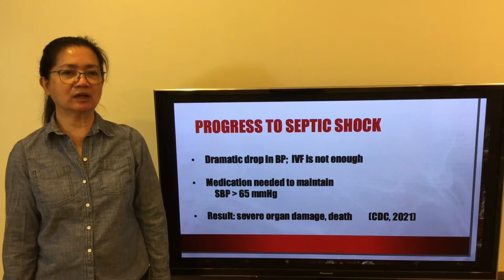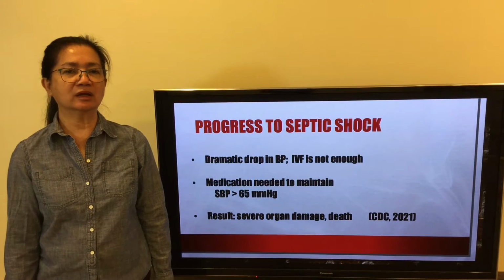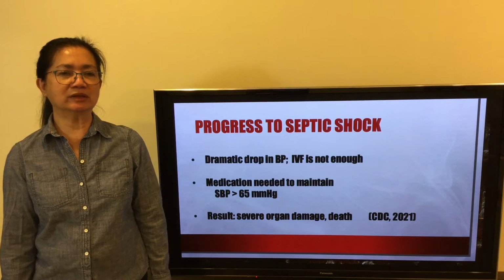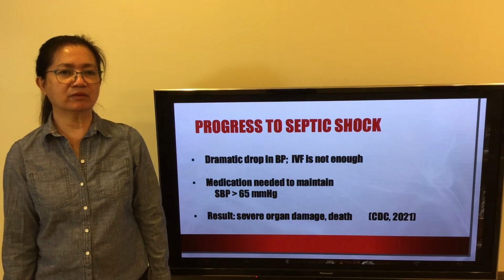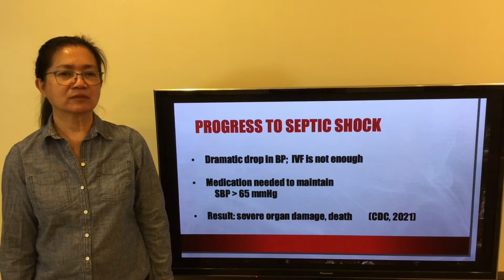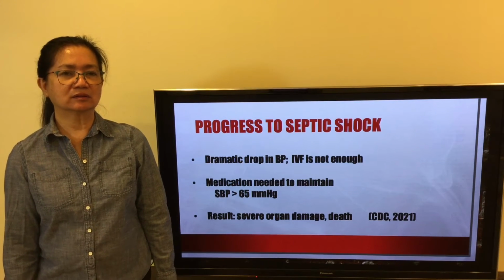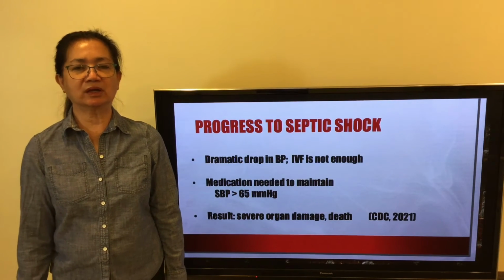So septic shock is a dramatic drop in the blood pressure wherein IV fluids are not enough and medication is needed to maintain systolic blood pressure greater than 65 millimeters of mercury. If septic shock is not treated, the result will be severe organ damage and eventually death.